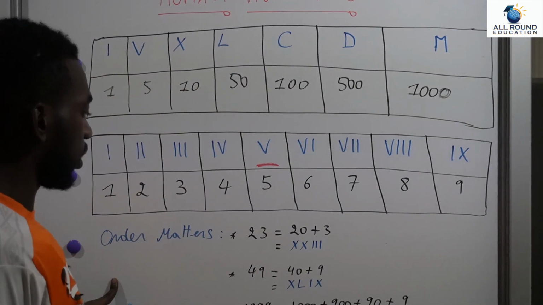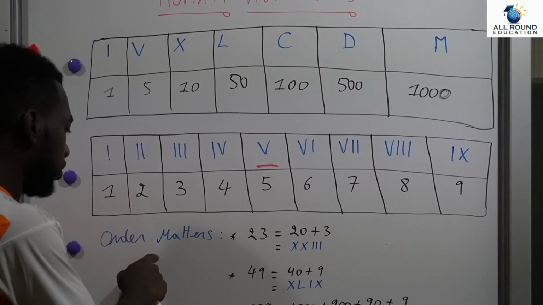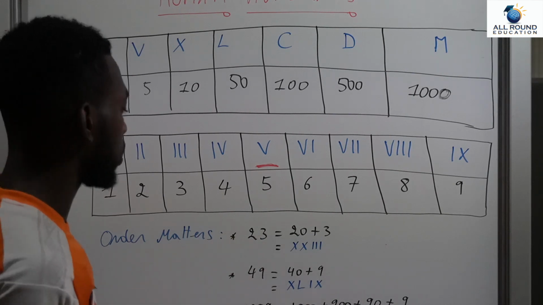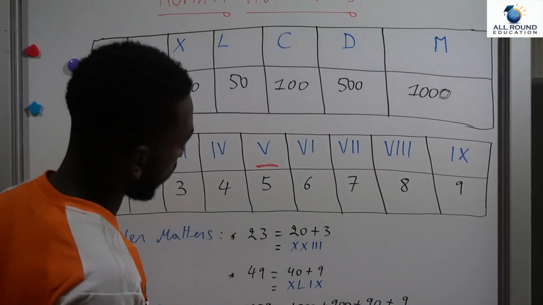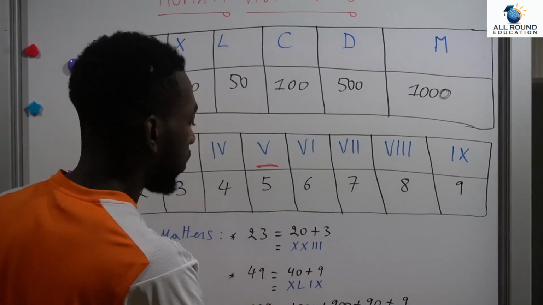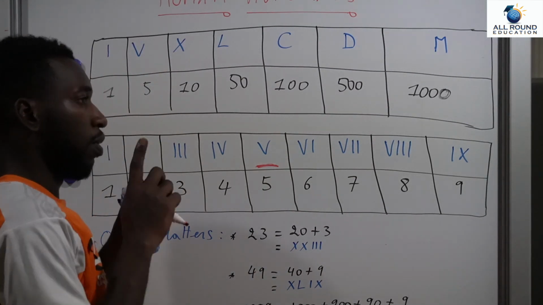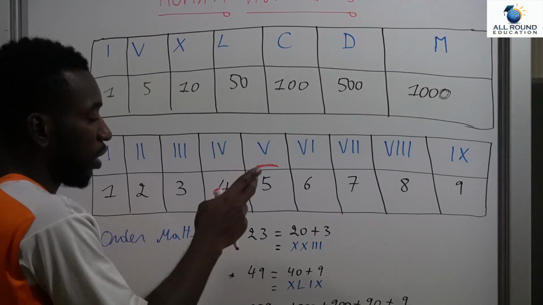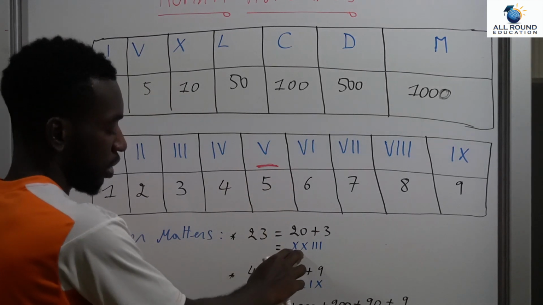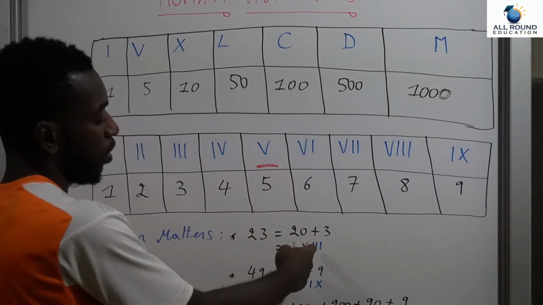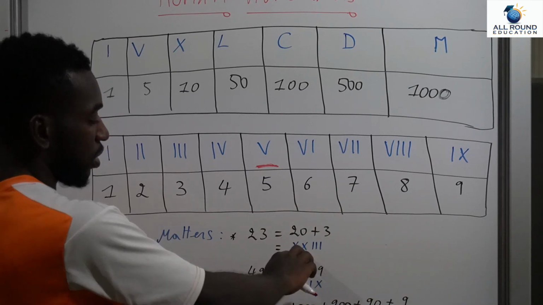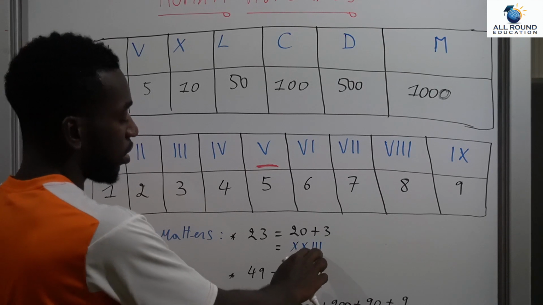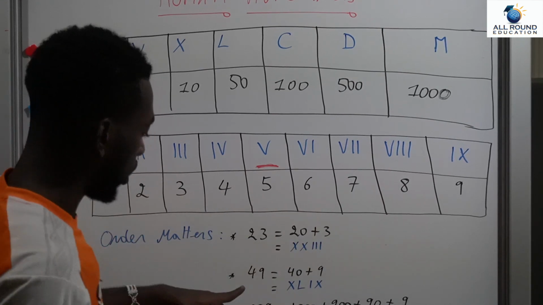Now, the last thing that we're going to look at is that order matters. For instance, look at the first example. We have 23. We know that 23 is the same as 20 plus 3. Capital X being 10, in order to get 20 you need two of them. That's how they represent 20. And then we know that on the right of this reference number, we add. So on the right, we add 3 bars, which says 23.